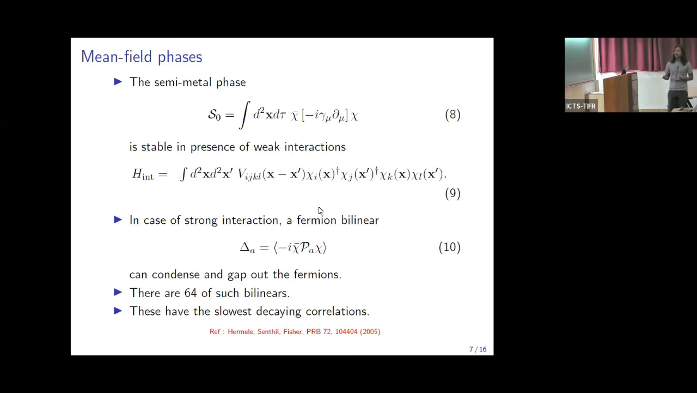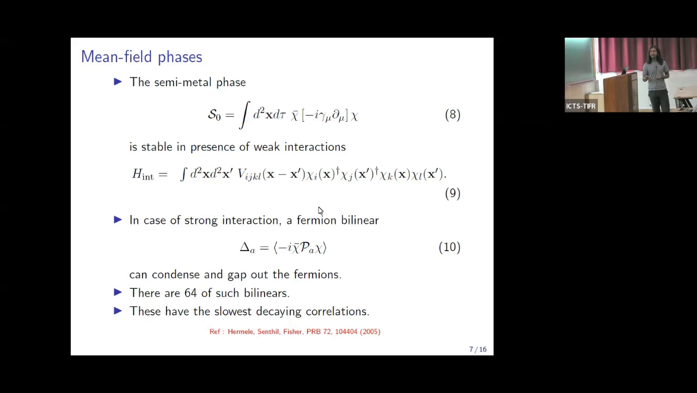It turns out that the fermion bilinears of this form, where P_A is a symmetry generator of SU8, are the most important fermion bilinears because these are the slowest decaying. So if you want to characterize some symmetry broken phase, you want to look at these operators. There are 64 such bilinears, and we want to treat these as order parameters and see how they transform under different symmetries.